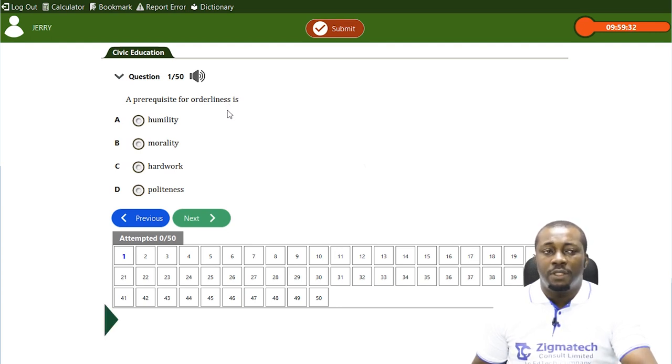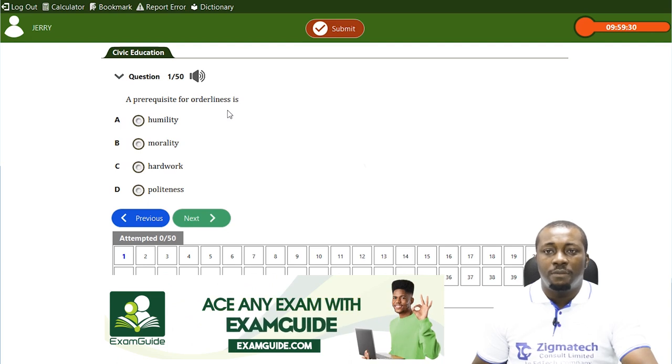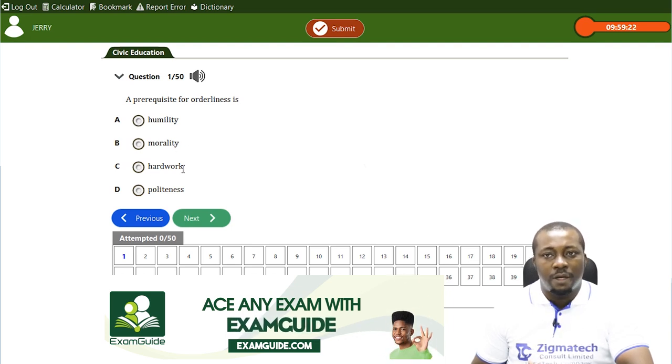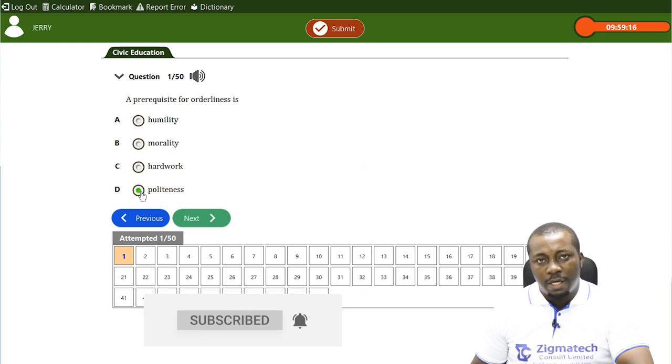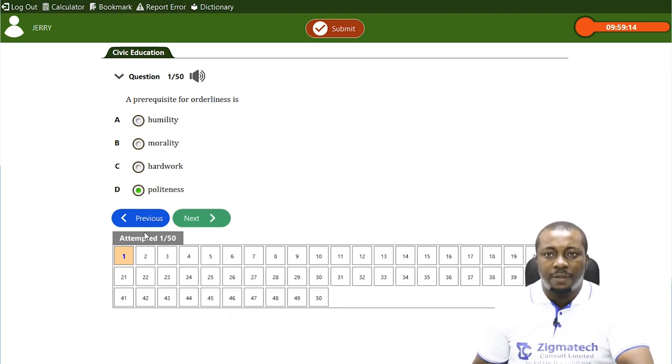Now, this question also tests your knowledge of forms of orderliness, which among all these options, A says humility, B says morality, C says hard work, D says politeness. Actually, politeness is a form of orderliness, which is the correct answer.